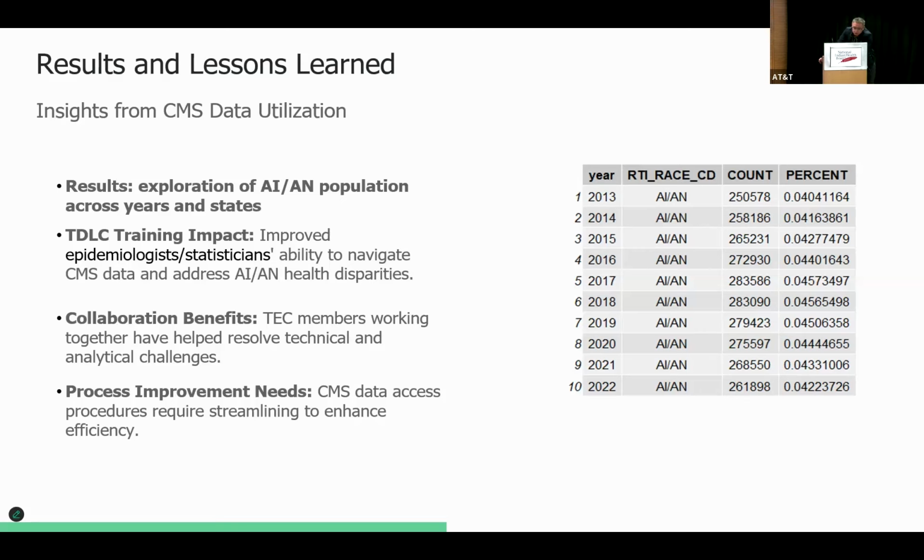I can work with them to extract that information and do some research in those areas. So this is what I first did. Up to last week, I only had access to the data up to year 2022. And I was trying to see what the AI/AM population is in the Medicare data set. That's the first thing I extracted.